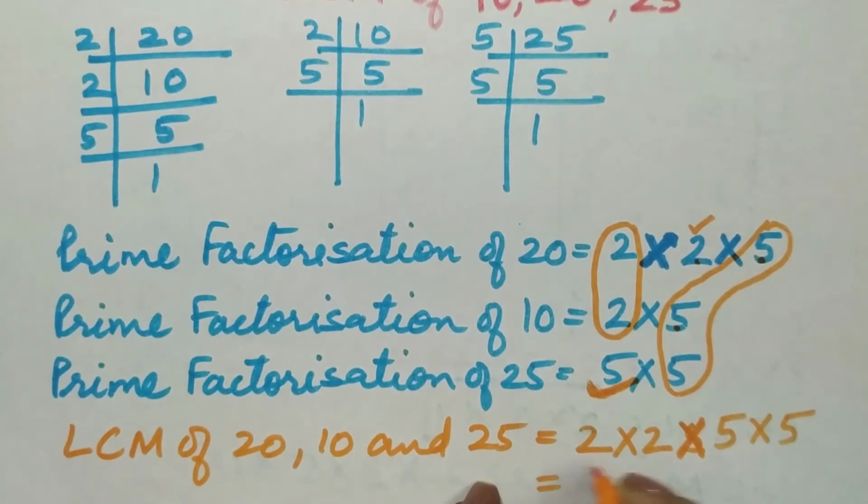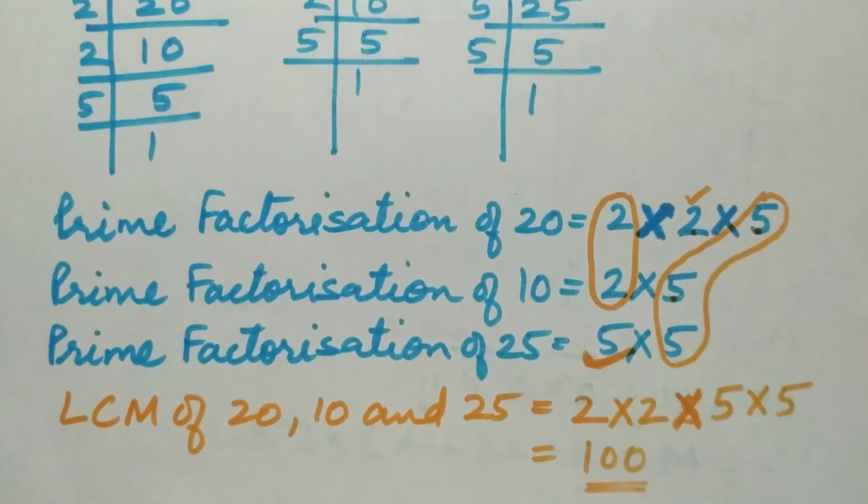Now find the product. 2 2s are 4, 4 5s are 20, 20 5s are 100. So 100 is the LCM of 10, 20 and 25.